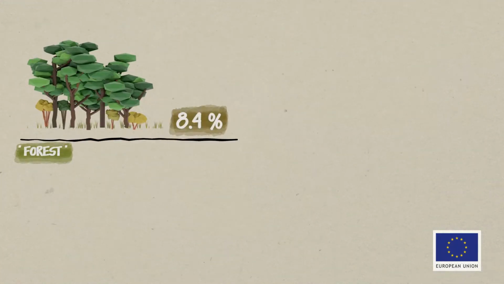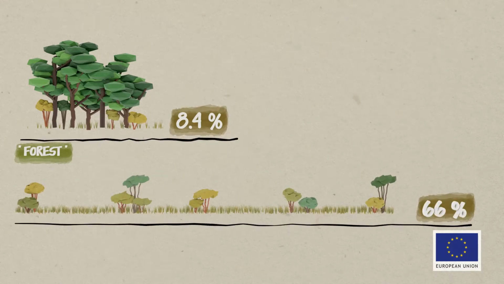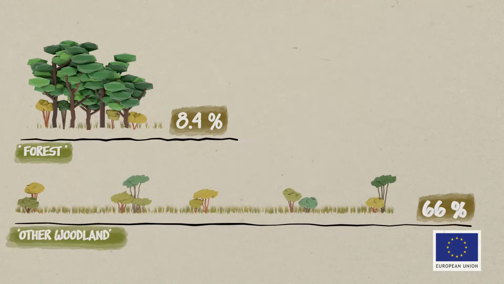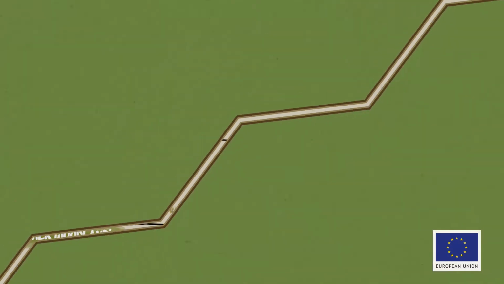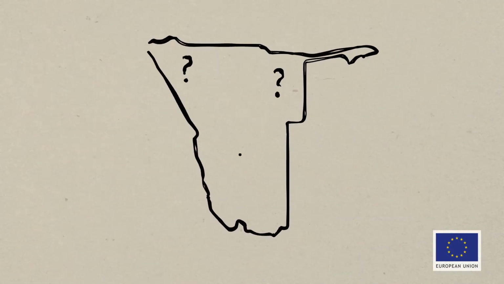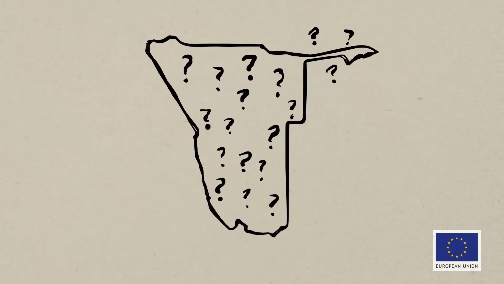Namibia has an estimated total forest coverage of 8.4%, and 66% is covered by shrub and bush savanna, classified as other woodland. This is, however, based on outdated data, highlighting the urgent need for a fresh assessment. The description of vegetation is an important requirement in ensuring proper management of plant resources.